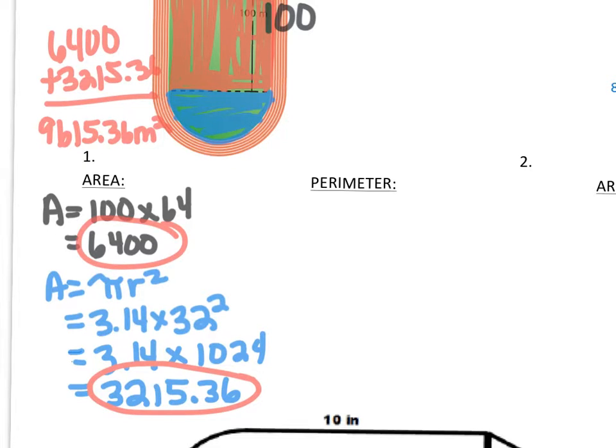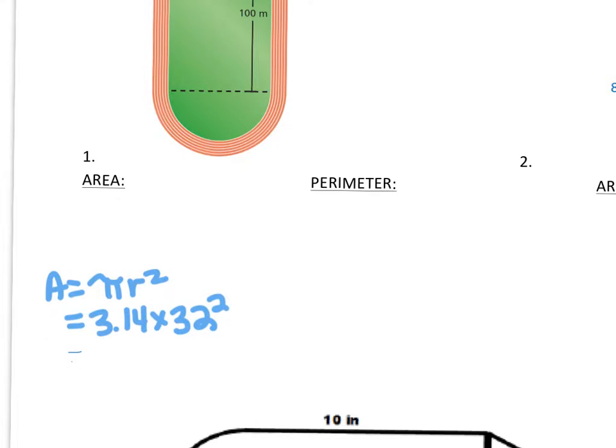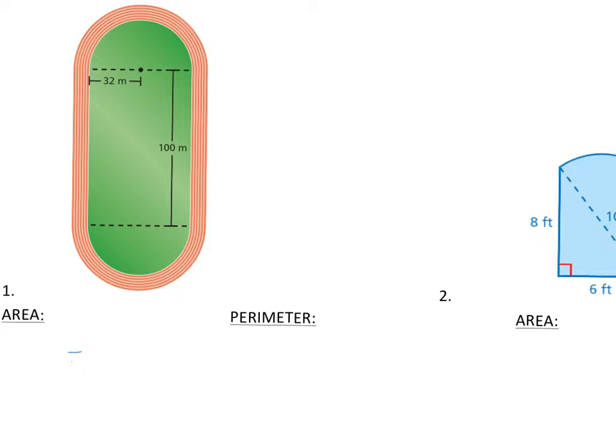Now, I'm going to erase all that and look at the perimeter here. So, for your perimeter, what you're going to be doing is finding one side, which we already know is 100, which means the other side is 100.